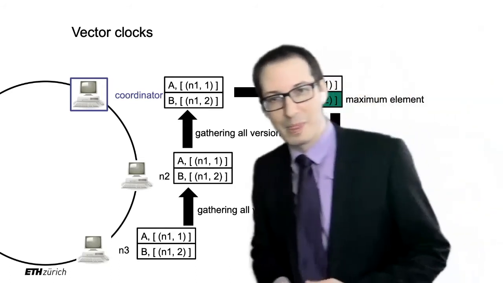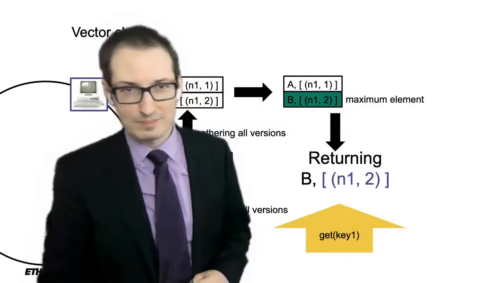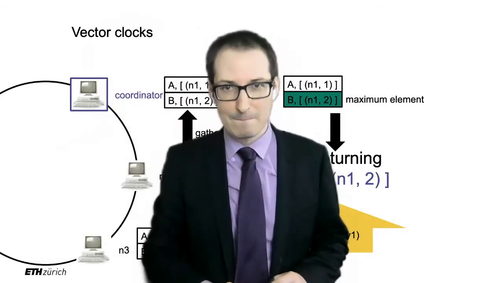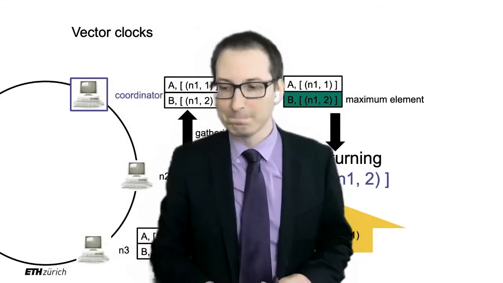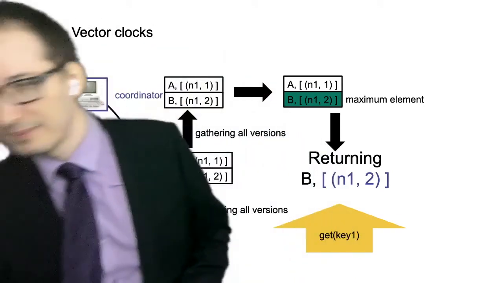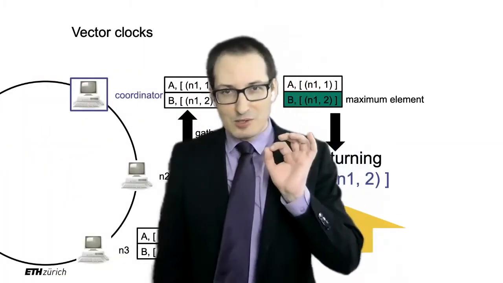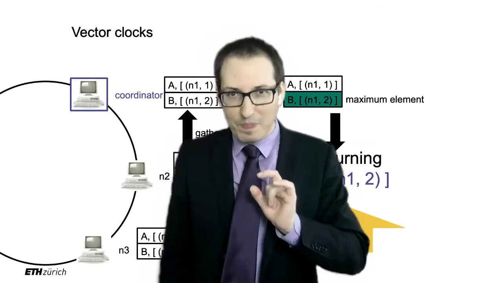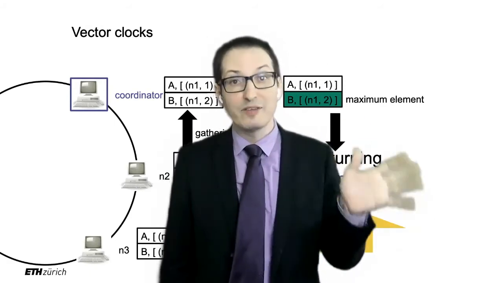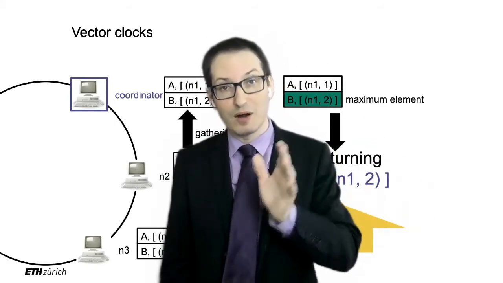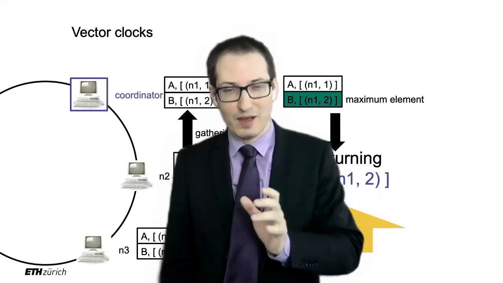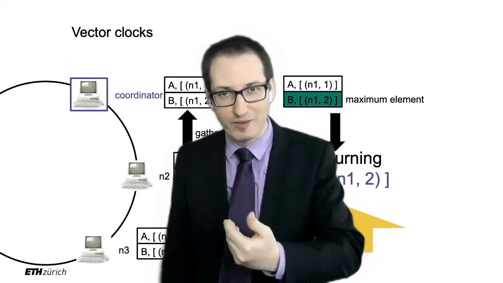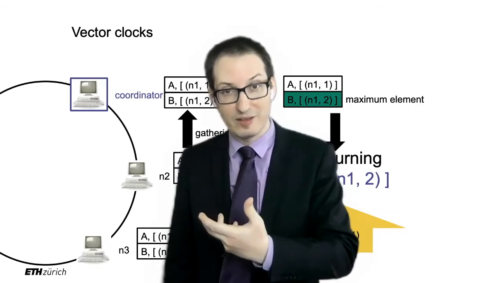Question: do we return R, the context R of the object, or N? So the semantics of R is you wait until you have at least R answers. This is what it means. It doesn't mean you return exactly R values or you return exactly N values.